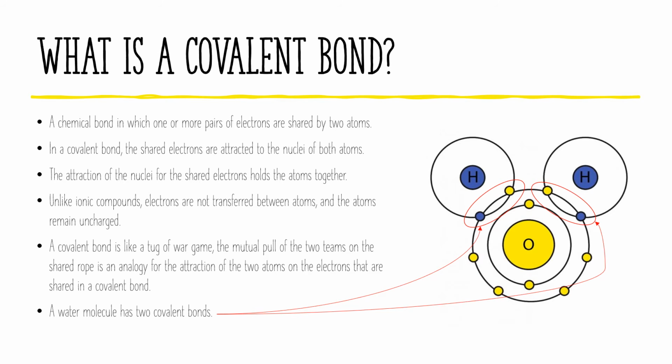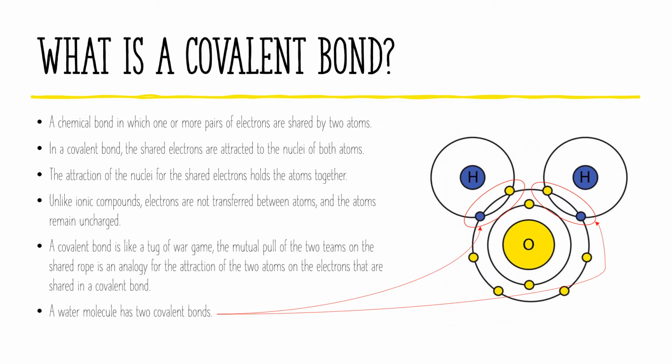What is a covalent bond? A chemical bond in which one or more pairs of electrons are shared by two atoms. In a covalent bond, the shared electrons are attracted to the nuclei of both atoms. The attraction of the nuclei for the shared electrons holds the atoms together.